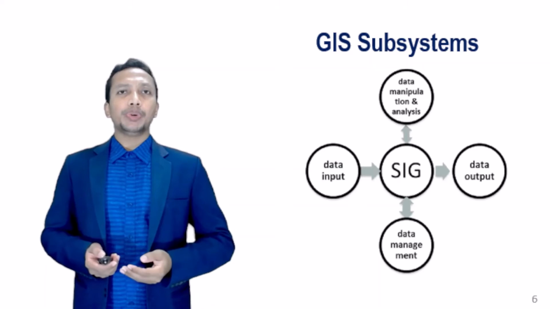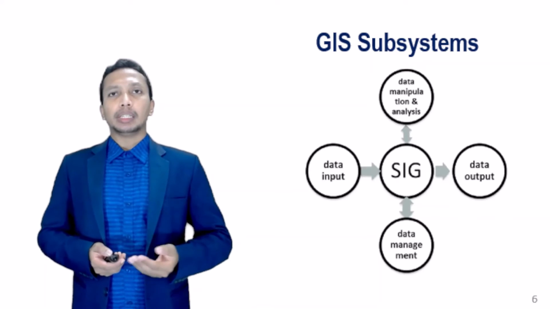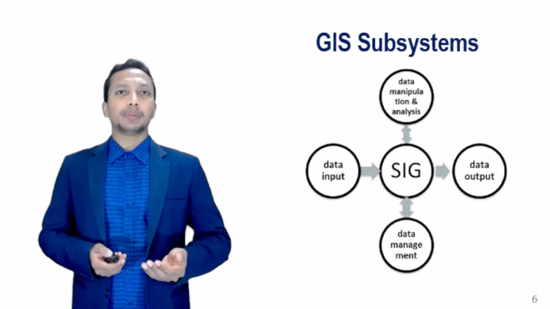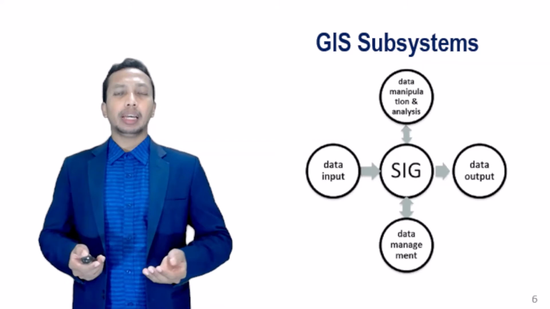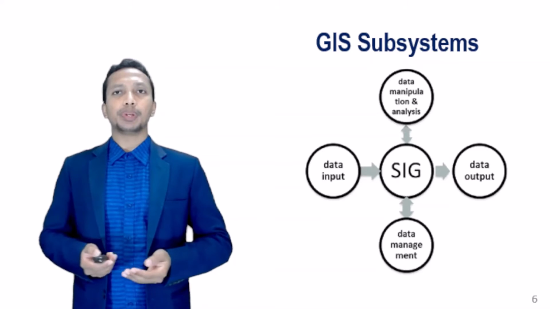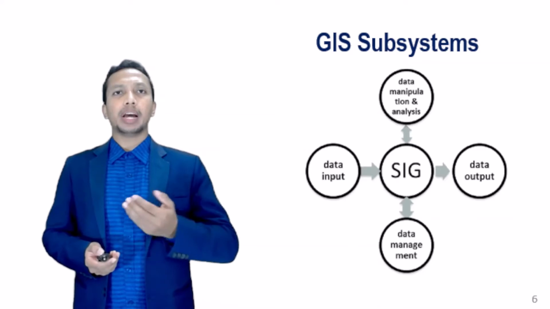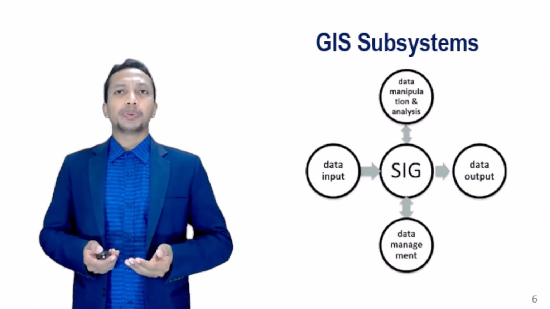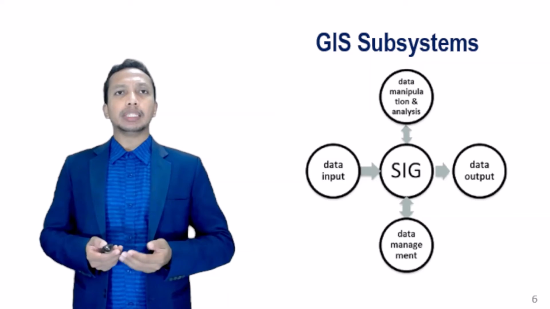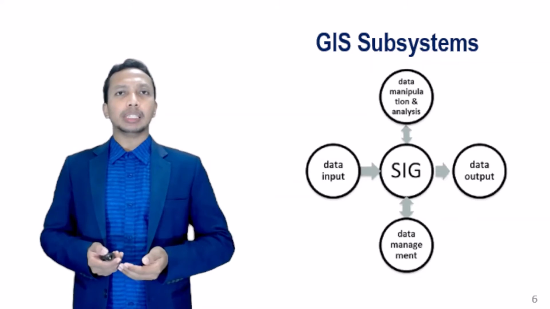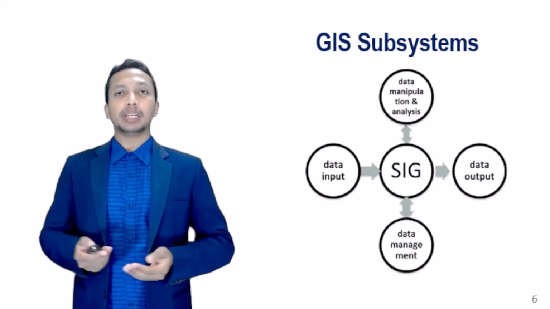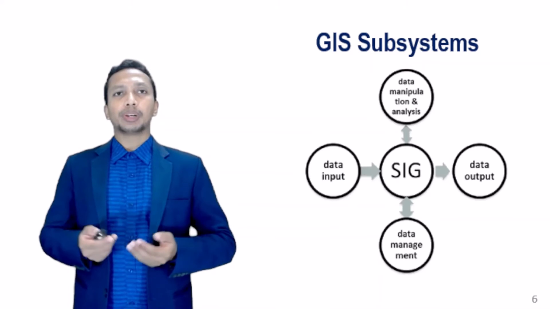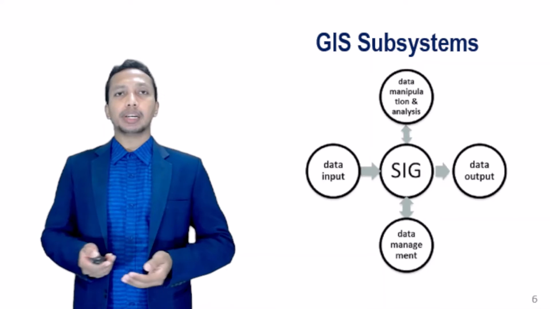Data manipulation and analysis subsystem. The data manipulation and analysis subsystem allows the user to define and execute spatial and attribute procedures to generate derived information. The subsystem is commonly thought of as the heart of a GIS and usually distinguishes it from other database information systems and computer-aided drafting systems.